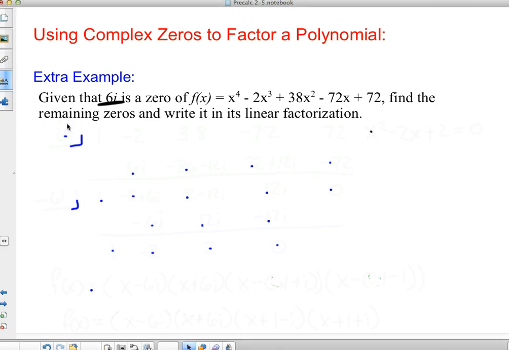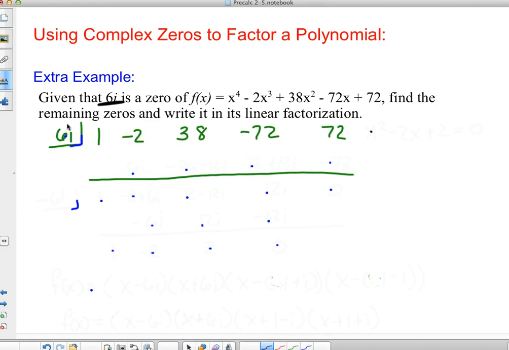Go ahead, start working through, and remember, every time we have a complex value, we have its conjugate as well. So let's just do this as our warm-up. As I'm taking attendance and wandering around, see how far you get. Do 6i and do the negative 6i.